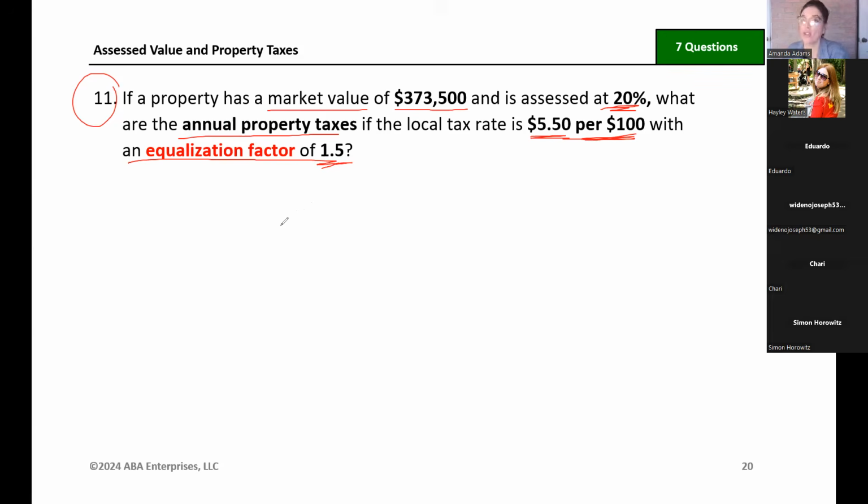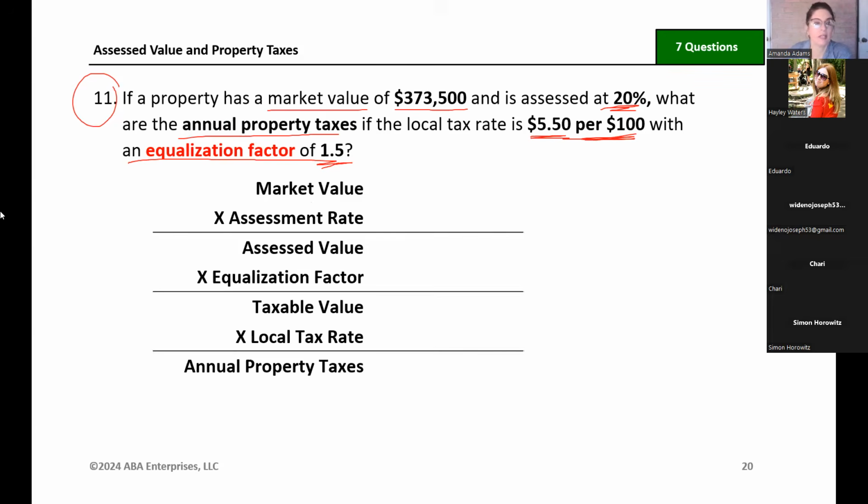Okay, got something new. So what I want you to do is we're going to do basically the same steps, but this time I'd like you to take that equalization factor and stick it in right here. And all you're going to do is just plug it in just like it is. Just multiply times 1.5.